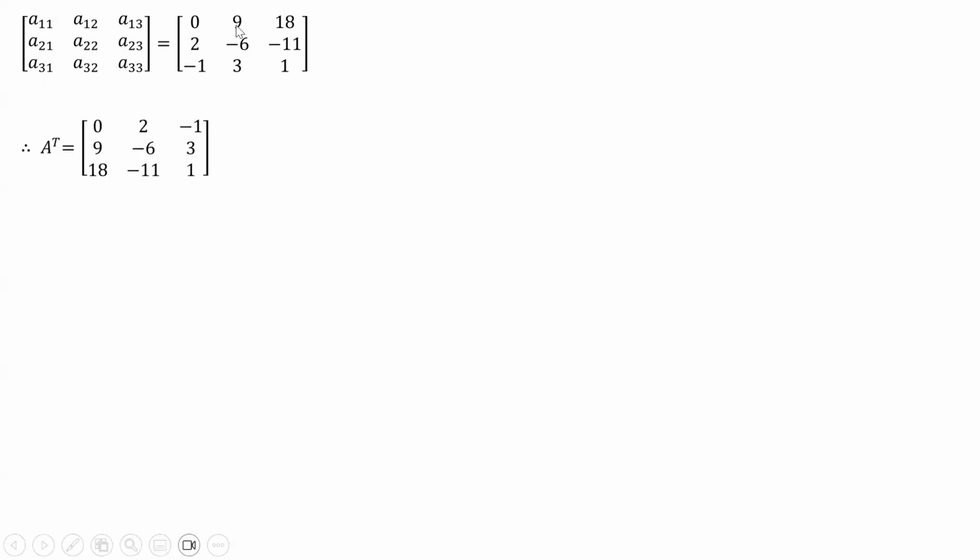So this row will become a column. A column, when you transpose a matrix. So be careful on that. And similarly, this 11 will shift its position to here, and 3 will take its position here. So that is very simple, but be careful on that.